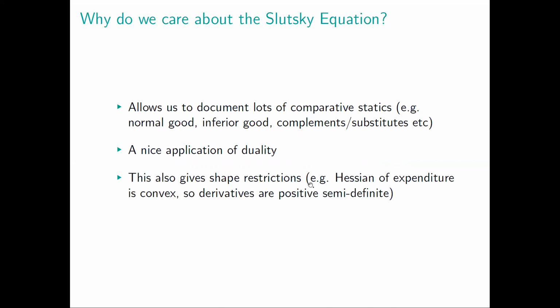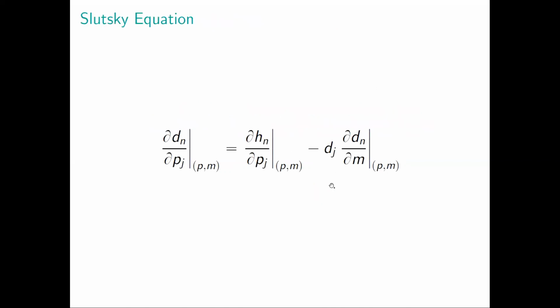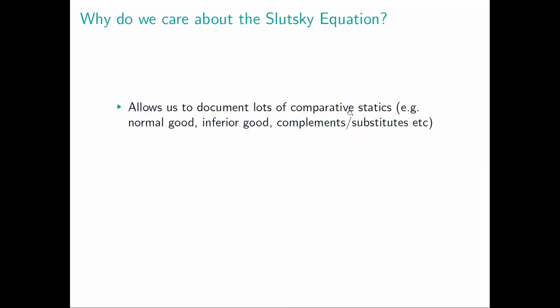So remember, the Hessian of the expenditure function is concave, and this means that the derivatives are negative semi-definite. So in fact, since the derivatives of the Hicksian demand function are semi-definite, this will place additional restrictions on the Marshallian demand functions and how they change with prices and income.